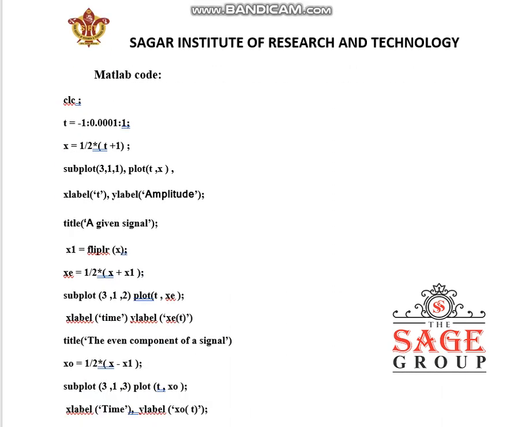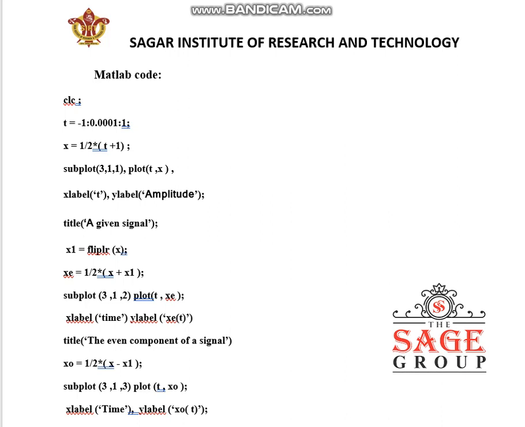Now, for a continuous time signal, if I want to plot the even and odd components, I have to define the time parameter which will be plotted along the x-axis. Here t is taken from -1 to +1 with an interval of 0.0001. Now I will take any signal, say the signal is represented by x, which is given by half into t plus 1. Now in this graph I will plot first the graph of a particular signal.